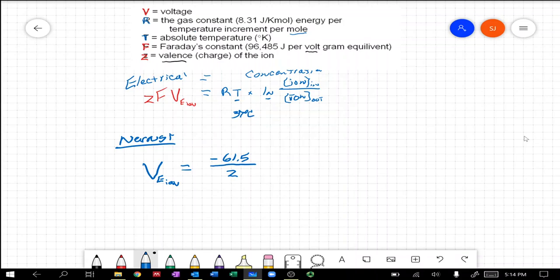So if this is a 1, well, that fraction just drops out, right? We just have minus 61.5. If it's minus 1, same thing happens. We just lose the minus sign. Yeah, pretty easy. And again, this is going to be times now we're dealing with a log base 10. Much easier taking the log of this ratio over here. Ion concentration. We have to keep our concentration gradient in here. On the outside.